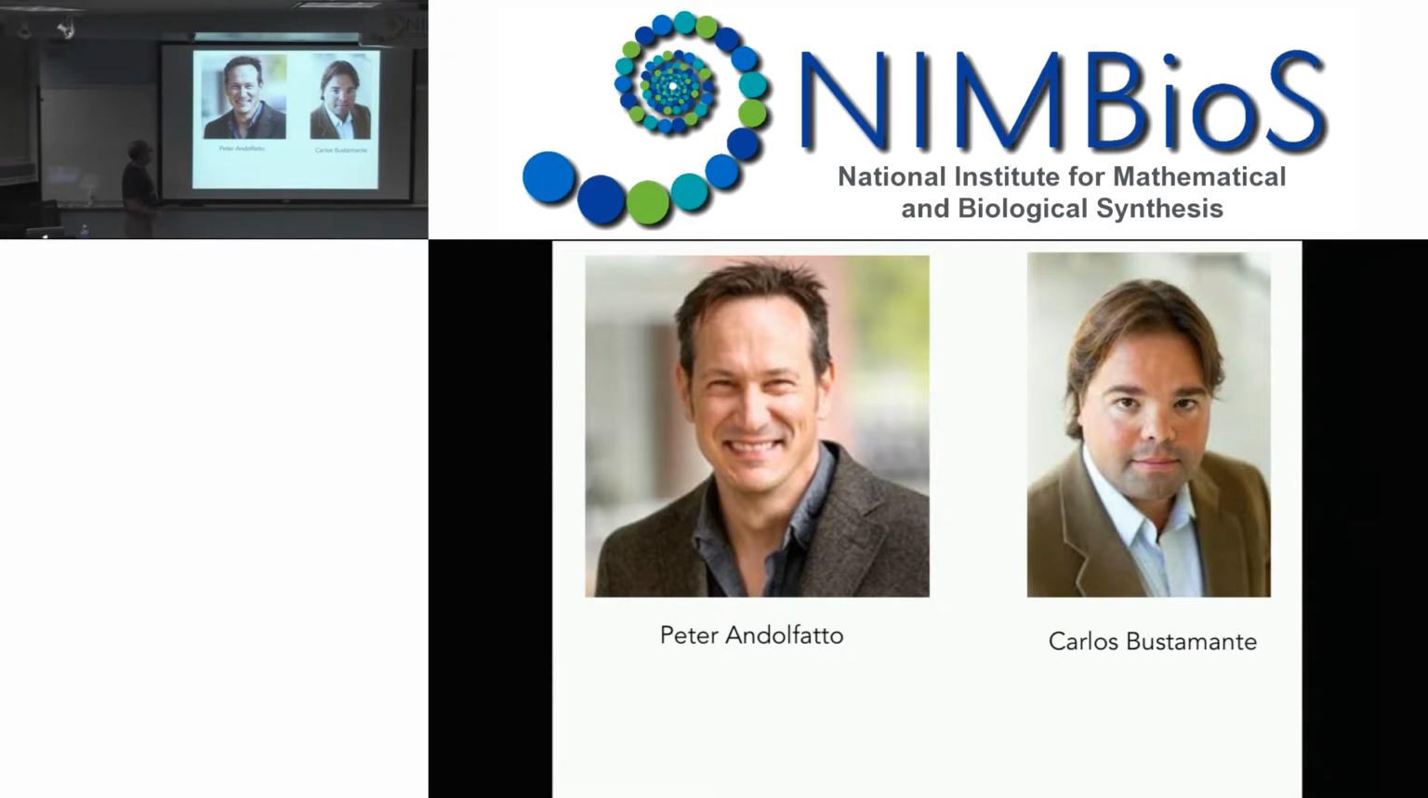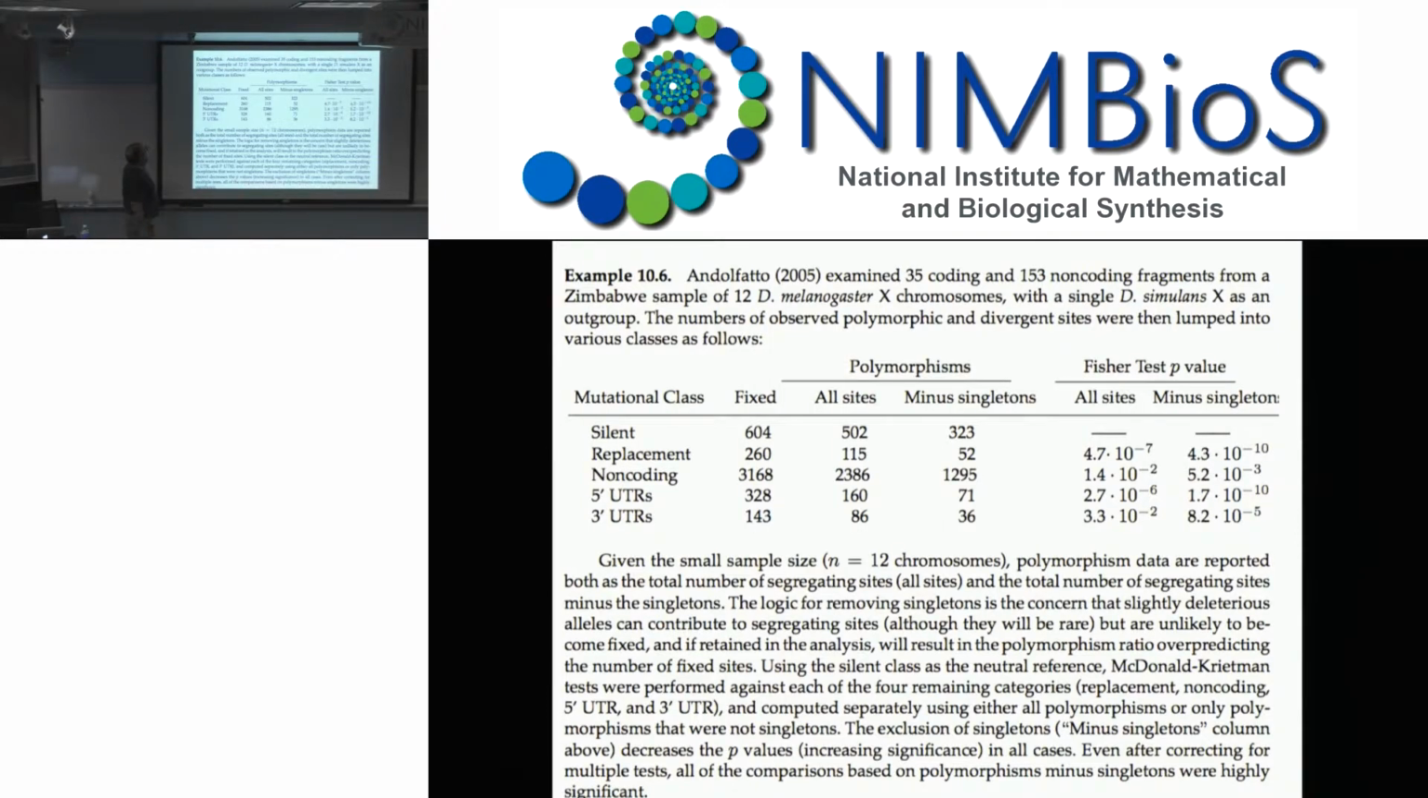So examples of this, here are Peter and Carlos, two of the young investigators doing a bunch of work. Princeton, and I think Carlos is now at Stanford. So here's one of Peter's early studies. He looked at 35 coding and 153 non-coding fractions from a population of Drosophila X chromosomes as my polymorphic sample and compared to Drosophila simulans as the outgroup. Then what he did was, instead of looking at a single gene, he looked over a bunch of genes and amalgamated them. So our standard is going to be the silent sites here.